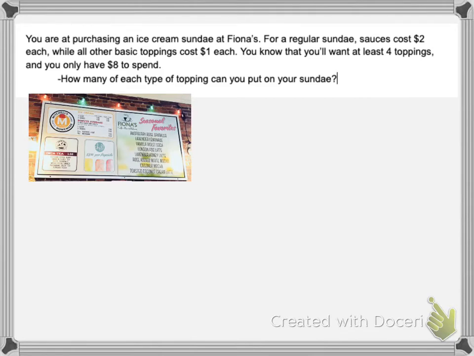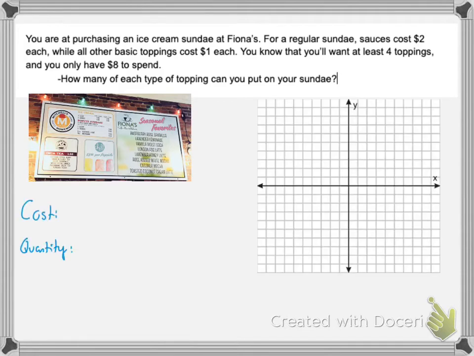You want to figure out, judging by that, how many of each type of topping can you put on your sundae. So if I set up a system of inequalities, I could see all the different possible scenarios that I could kind of make for this sundae that fit within my budget. And similar to what you did yesterday, I need to make 2 equations, because I have 2 variables, of cost and quantity. So for the cost, again, I'm going to look at anything that's talking about money in that problem. So I see that sauces cost $2, basic toppings cost $1.